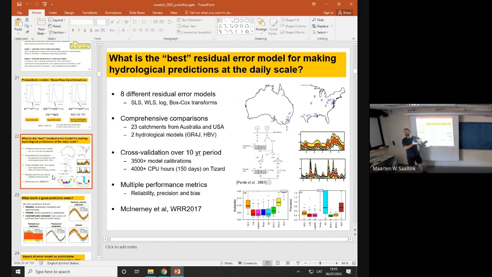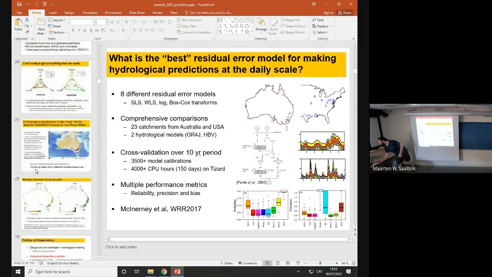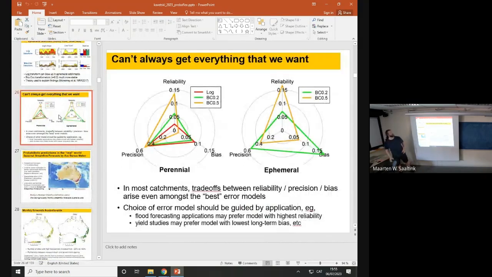So when we do the prediction, we quantify the reliability, the precision, and the bias, and then we can look at which of these error models gave us the best performance metrics. And that was the Pareto trade-off graph. Out of those 8 models, we found that these 3 were Pareto optimal, because the other ones were worse in every metric, whereas these 3 were non-dominated.